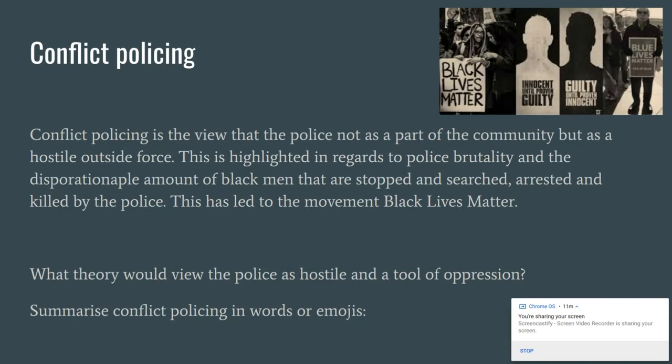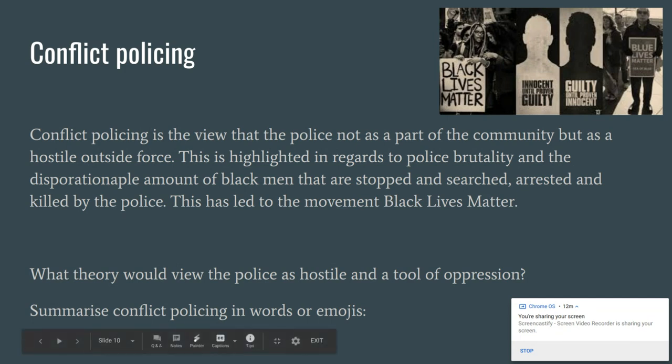For a lot of sociologists, then, what we do have and what we're seeing in society at the moment is conflict policing. So this is a view that police are not part of the community, but are a hostile outside force that are there. And it highlights the police brutality, the disproportionate amount of black men that are stopped and searched. And this has led to the movement of Black Lives Matter.